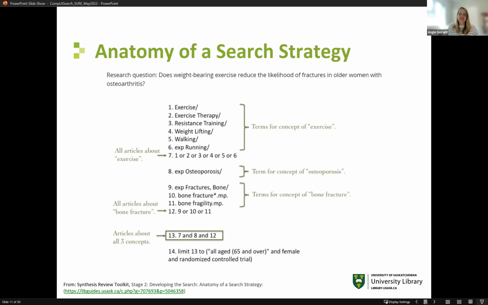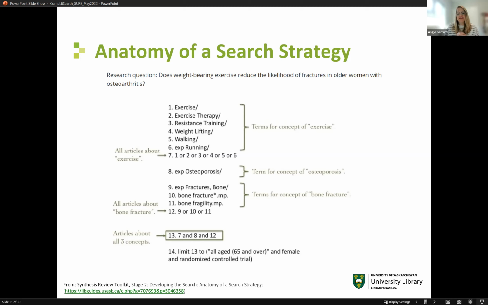And then it really focuses your search, because it's saying, yes, out of all the exercise and osteoporosis and bone fracture, where's that sweet spot in the middle where all those ideas overlap? Okay. And then you can see the researcher or the searcher here then said, okay, that's great. I have articles that are related to all 3 of those concepts.